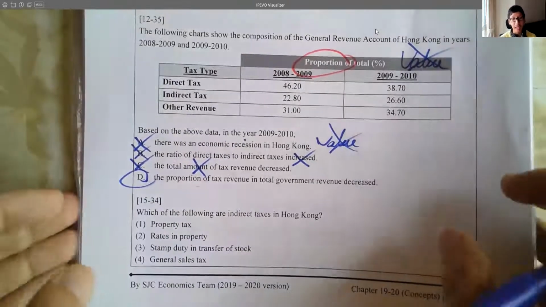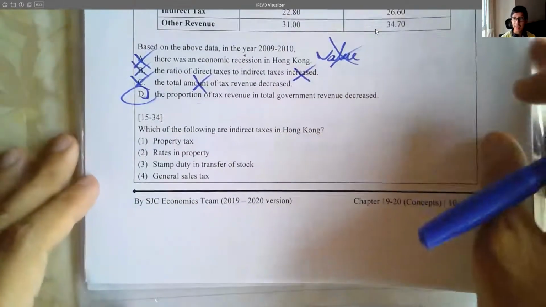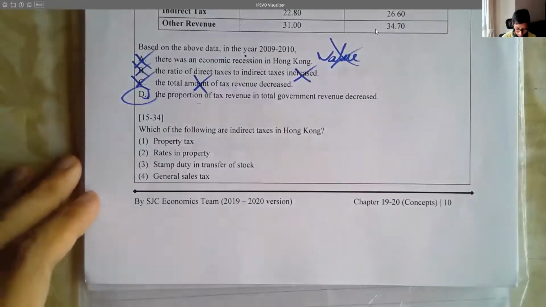This one is not difficult, right? Now, which of the following are indirect taxes in Hong Kong? Okay, remember, which one is an indirect tax?